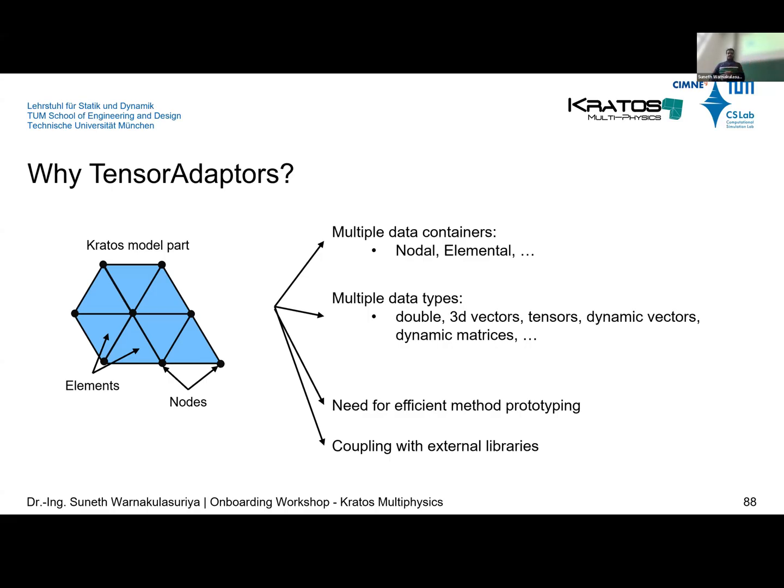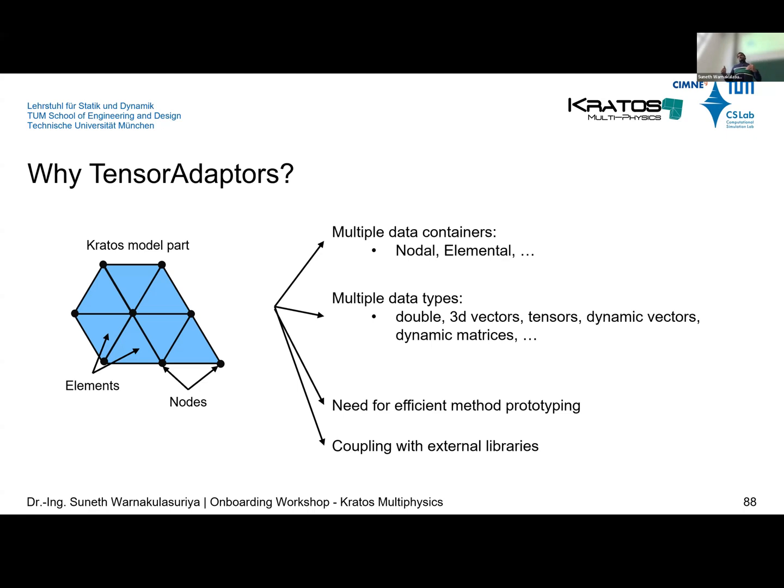Yeah. So, and they have multiple data types: double, 3D vectors, tensors, dynamic vectors, dynamic matrices. So a lot of data types for each data container. So the next point is we need efficient prototyping methods. Why? Whenever we want to do something, we don't want to always go to C++ and do everything in C++, which takes a little bit more time because we need to understand a lot of things, like templating and all those things. So we want to have fast prototyping.